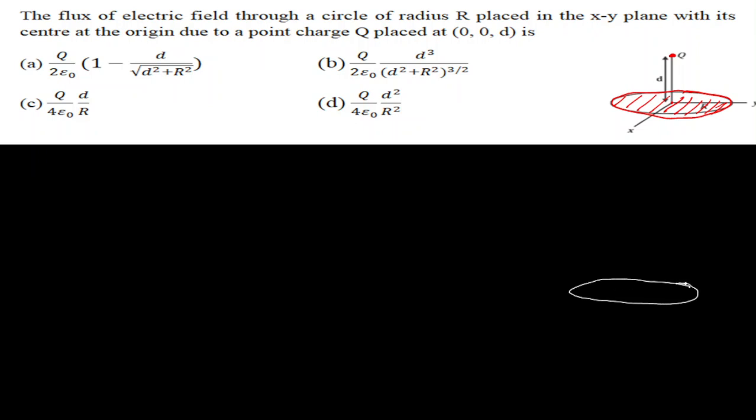This is the circular loop. This is the center, and this is the y-axis. This is the x-axis, and this is the z-axis. And we have placed a point charge at (0, 0, d), meaning on the z-axis at a distance d from the center of the loop. Now what you have to do is calculate the flux through this circular loop.